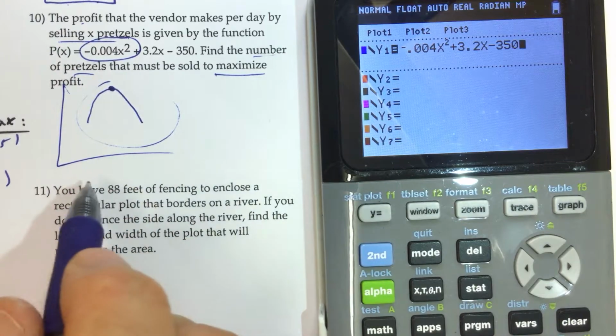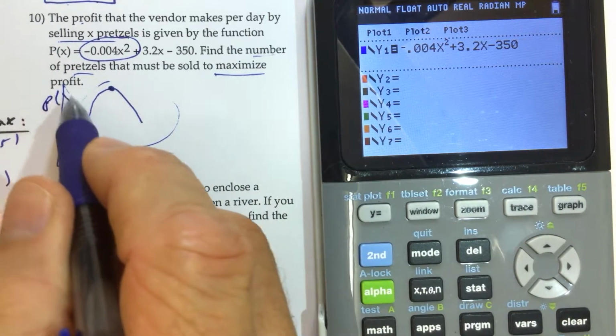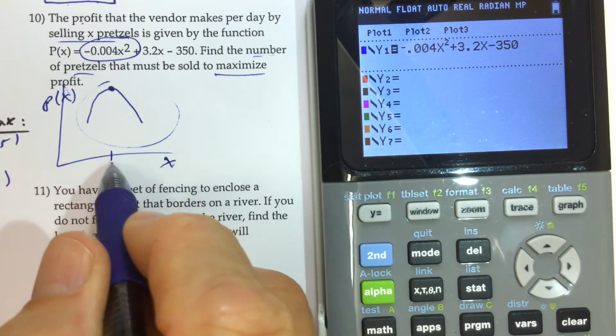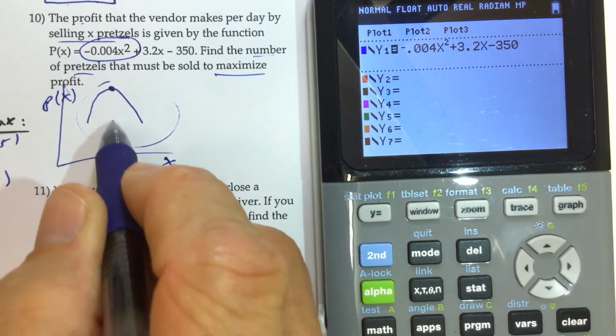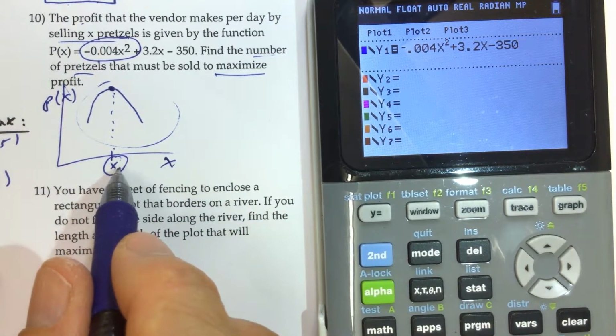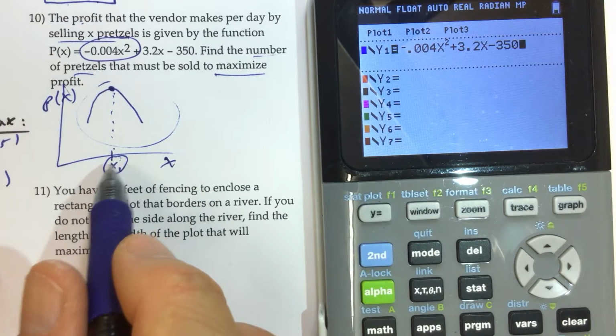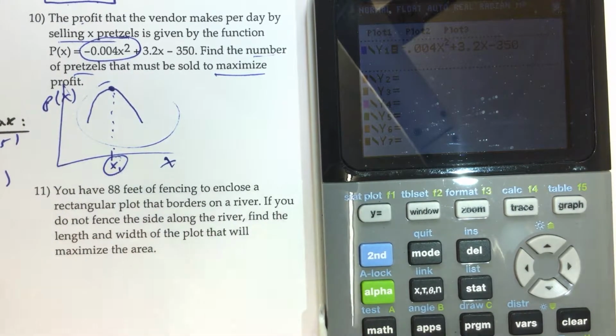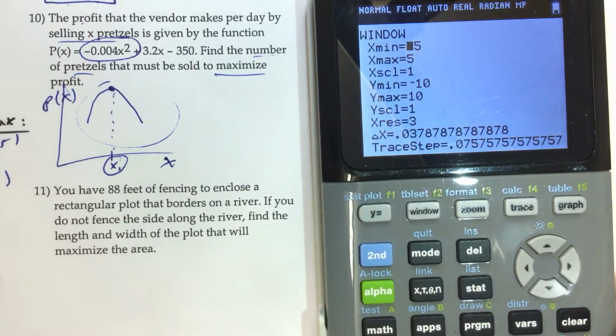That's what it says, selling x pretzels. So we've got x here and we've got profit as a function of x. All we have to do is figure out what's the x coordinate, that maximum, that magical number of pretzels to sell to maximize profit. So that's what we're looking for. We just have to figure out, where is this graph? Where's the vertex? Let's hit window here, and adjust the viewing window to make sense.